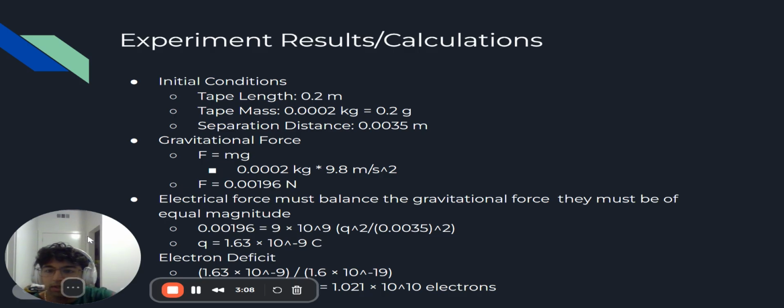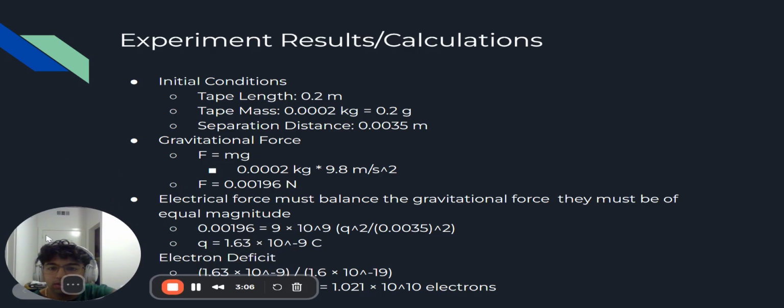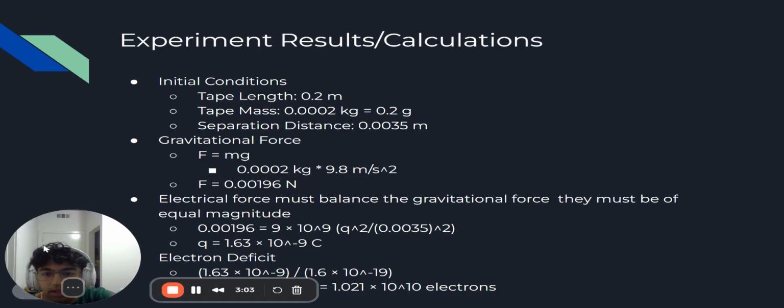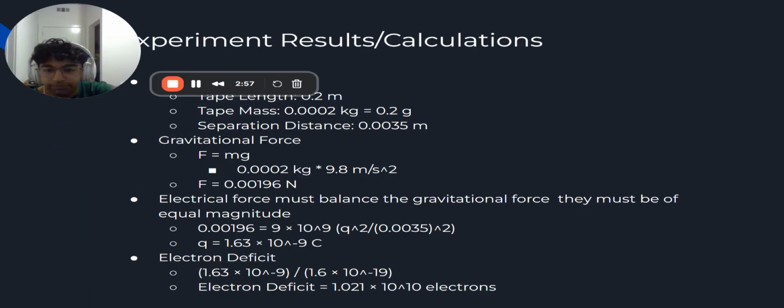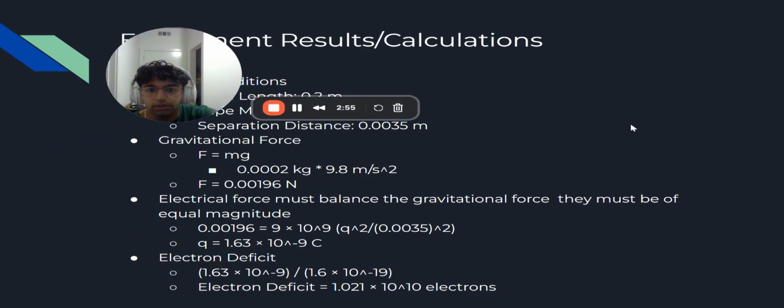So in our experiment, these are the initial conditions, the gravitational force, and the electrical force that we saw, and the electron deficit. Here's all the formulas.